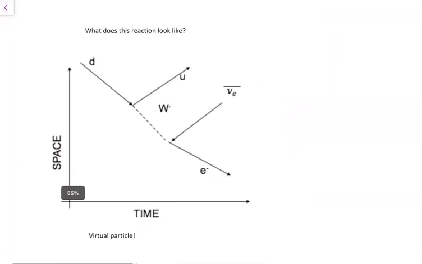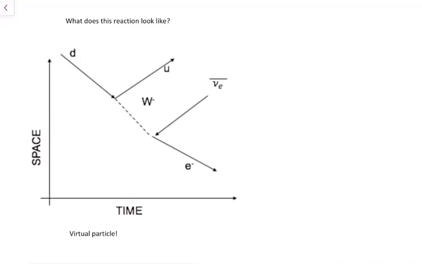All right, the last one is, what does this reaction look like? Time is moving forward, so I'll start moving down. I have a down, changing to an up. And then I notice that my W minus boson transfers and produces an anti-neutrino and an electron. And I remember when you have these two, this normally means what?